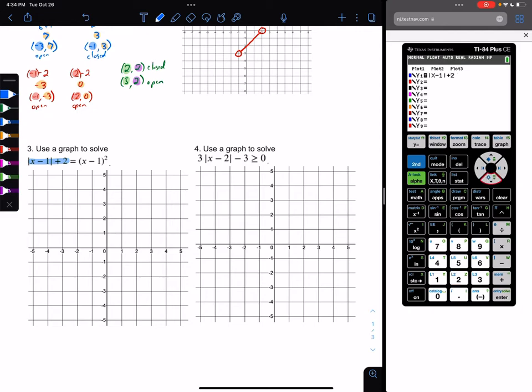I'm going to go down to y2. So I'm going to put a parentheses, x minus 1, close my parentheses, and square that. All right, so just make sure they're typed in correctly, which in this case they are. If I hit graph, I get a graph that looks like this. It looks like the solutions are going to be somewhere around -1 and 3. So let's go to our table so we can actually graph this, and then we'll go from there.